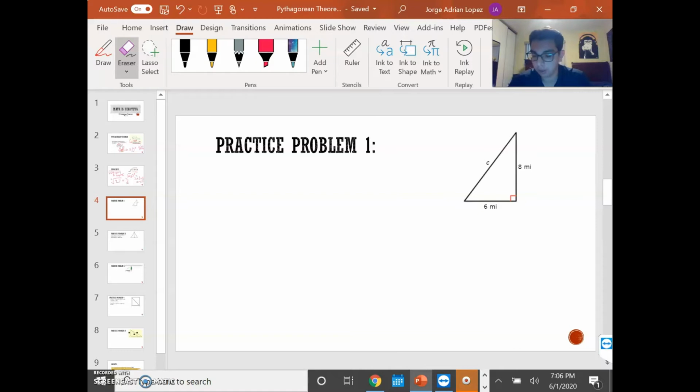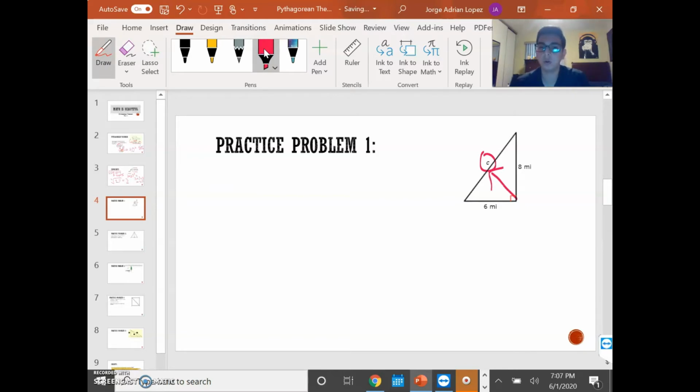Alright guys, so let's get into our first practice problem for Pythagorean theorem. So in our triangle, let's identify the parts first. Which part is our hypotenuse? That would be part C, because it's the part directly across the right angle, right?